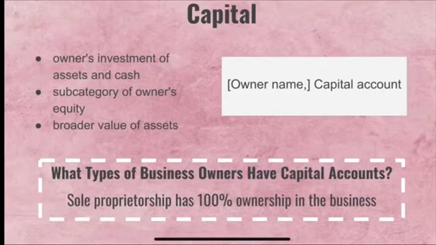Capital is the owner's investment of assets and cash into a business. Capital is a subcategory of owner's equity. It takes into account a broader value of assets in a company and can represent the accumulated wealth in a business or the owner's investment in a business. It includes fixed assets such as buildings and vehicles, cash, business checking accounts, and increases in value due to net profits and decreases in value from net losses. A sole proprietor has 100% ownership in the business. The owner's capital account is shown in the business balance sheet as the owner's name, comma, capital account.